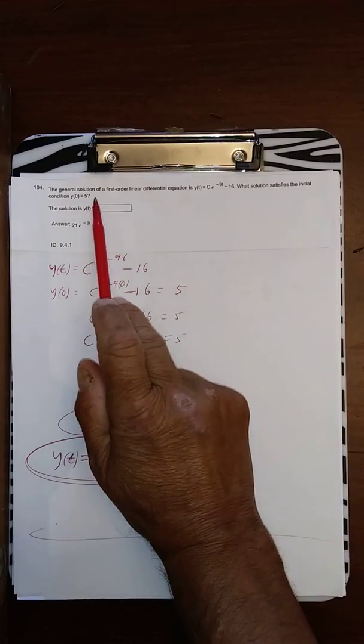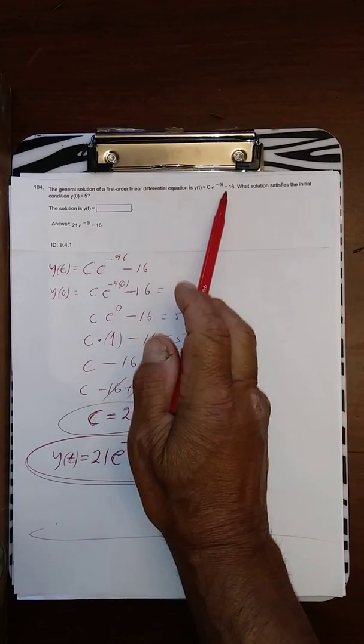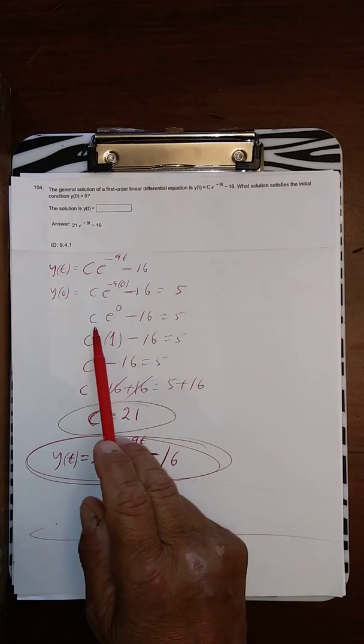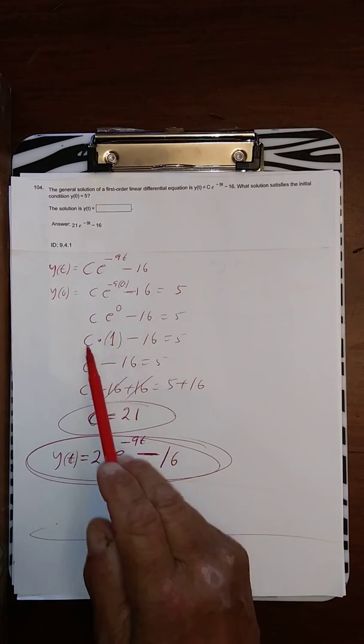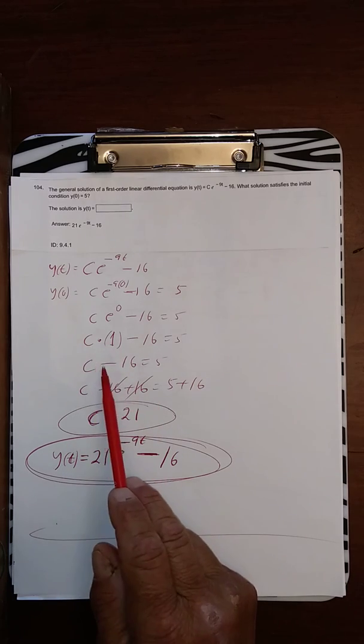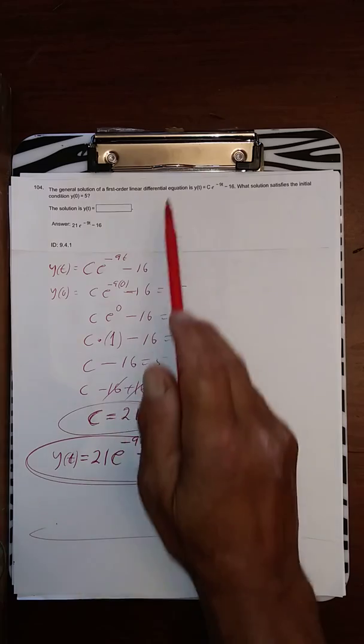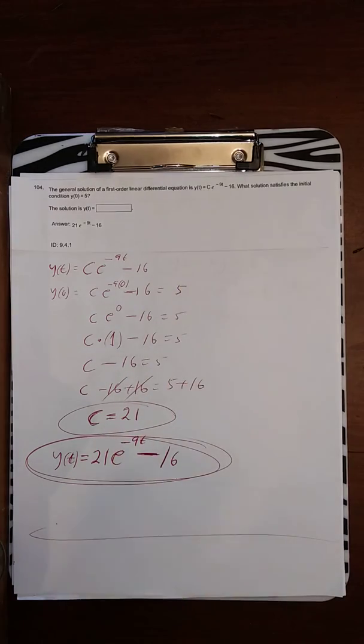The general solution of the first order differential equation is this condition. Alright, so y of 0 is this, there's 5, so e to 0 is 1, 1 times that is c, c is c, and at 16, c is 21, so 21 for the c, it's right there.